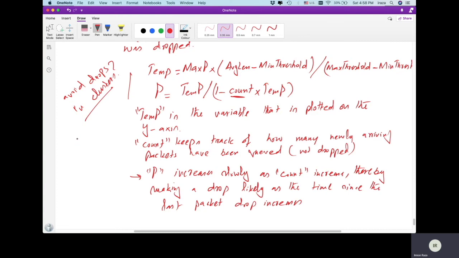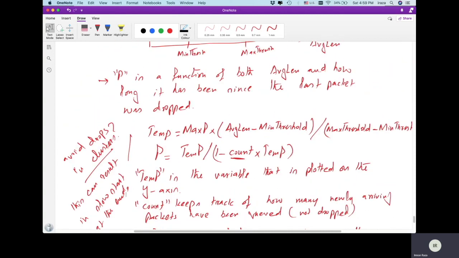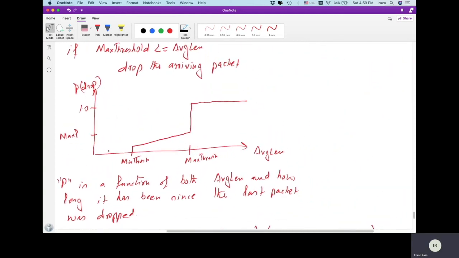Because if this happens, this can result in slow start at the senders, right? And we do understand what we mean by this slow start, because obviously this will then slow down the sending rate. So let's try to understand this with the help of an example to see how RED will behave considering this diagram.